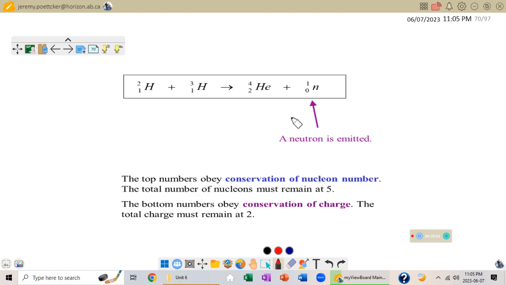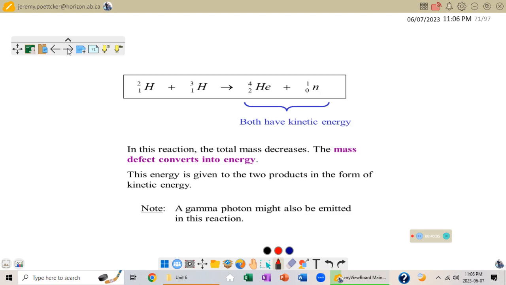Note, this is not radioactive. Generally, no gamma rays are given off. It's possible, but fairly unlikely that too many gamma rays are emitted. Very little radiation formed in this reaction. Now, granted, these two do have kinetic energy, so if they hit stuff, they can cause damage. But if we're containing them, this is a great source of energy if we could manage to harness it here on Earth.